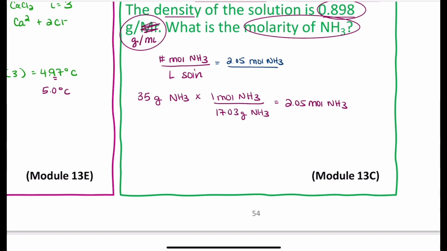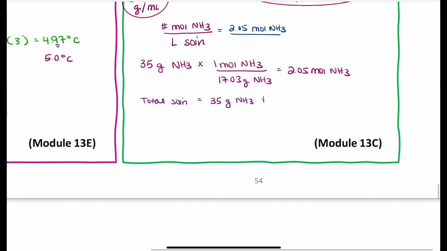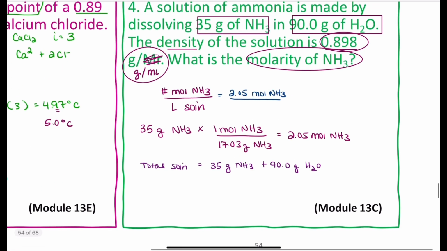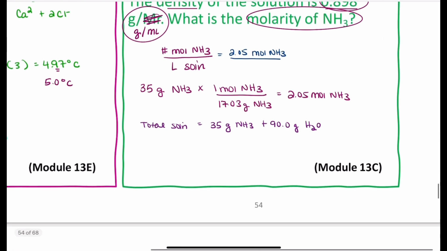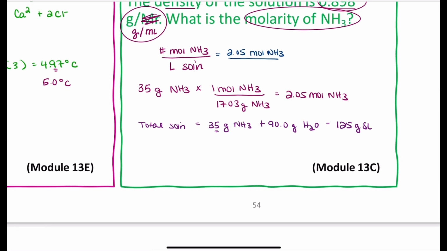What I need now is the liters of solution. If I look, it tells me my total solution is 35 grams of ammonia and 90 grams of water. Again, that's up here. 35 and 90, okay? When I add those together, I'm doing addition, so my sig figs go by decimal places, or I have to be careful how I say that. In this case, it's not actually decimal place. It goes by precision in the measurement, and this is least precise. So my answer when added together is 125 grams of solution.